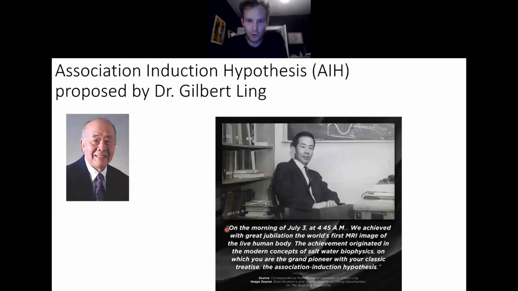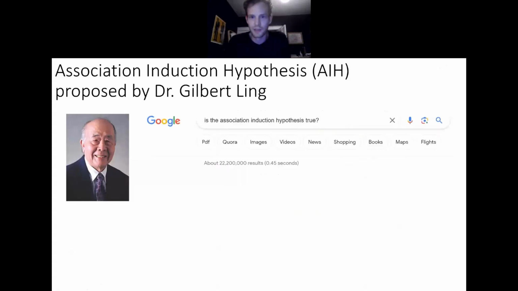And this is a quote from one of the inventors of the MRI machine. It says, "On the morning of July 3 at 4:45 a.m., we achieved with great jubilation the world's first MRI image of the live human body. The achievement originated in the modern concept of saltwater biophysics, on which you are the grand pioneer with your classic treatise, the association induction hypothesis." So him thanking Gilbert Ling for his work so that they could come up with the idea for an MRI machine to look at these unique hydration environments.